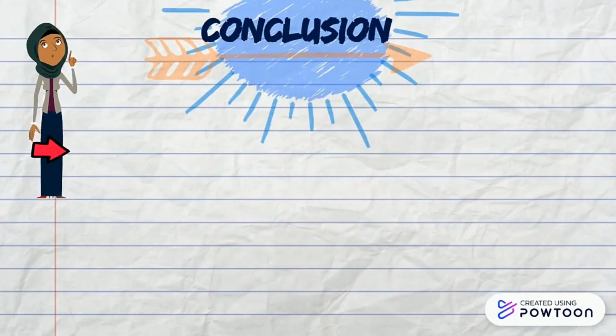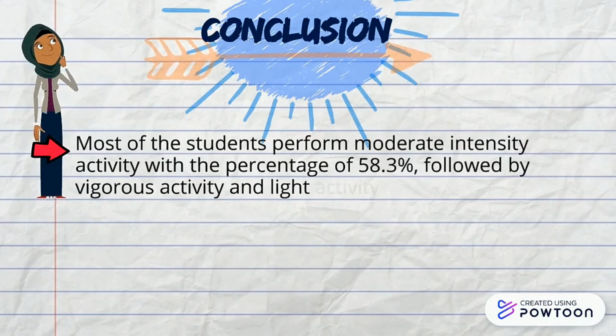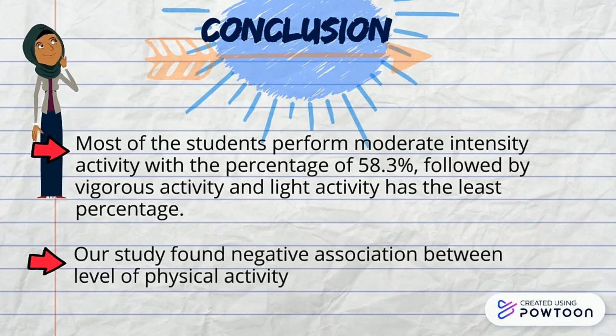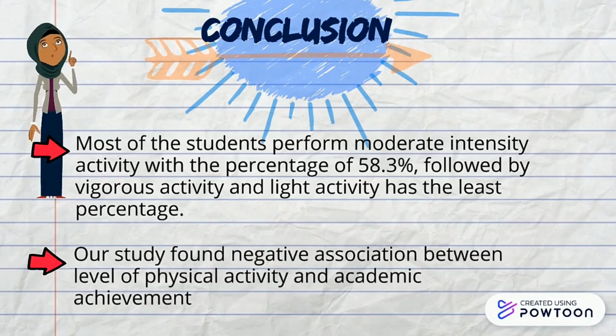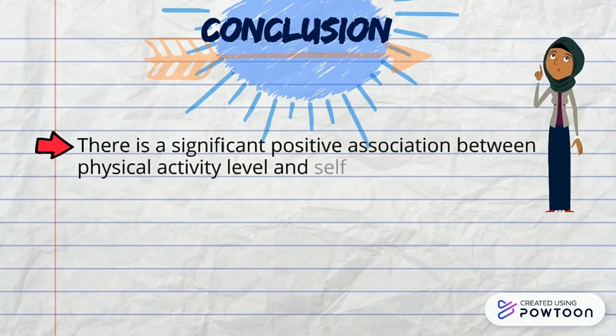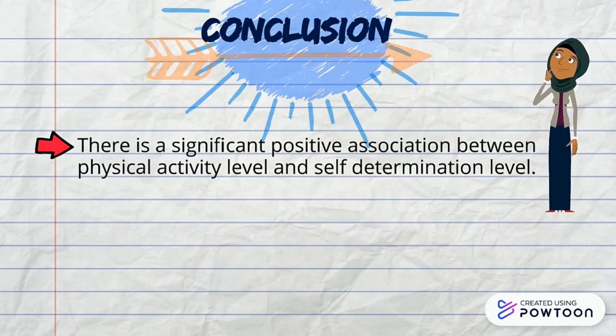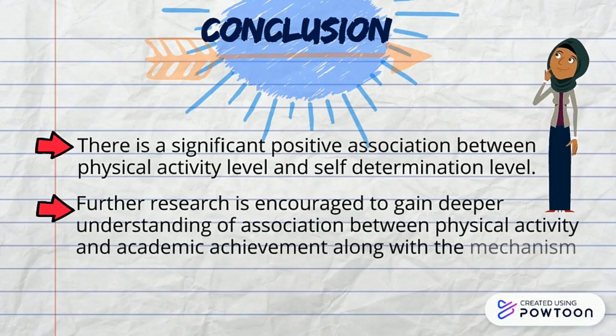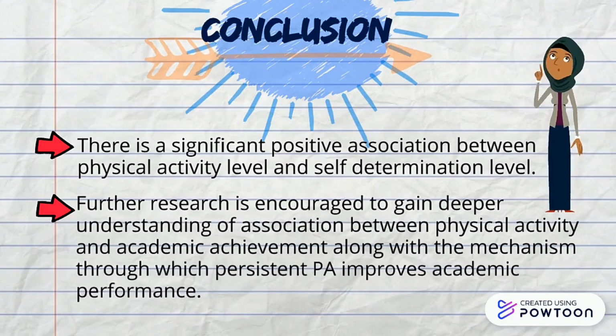In conclusion, most of the students from Faculty of Health Science of University Kebangsaan Malaysia UKM perform moderate intensity activity with a percentage of 58.3%, followed by vigorous activity and light activity with the least percentage. Our study also found that there is negative association between level of physical activity and academic achievement of students from Faculty of Health Science of UKM. However, there is a significant positive association between physical activity level and self-determination level among the students. Further research is encouraged to gain deeper understanding of association between physical activity and academic achievement, along with the mechanism through which persistent PA improve the academic performance among students.